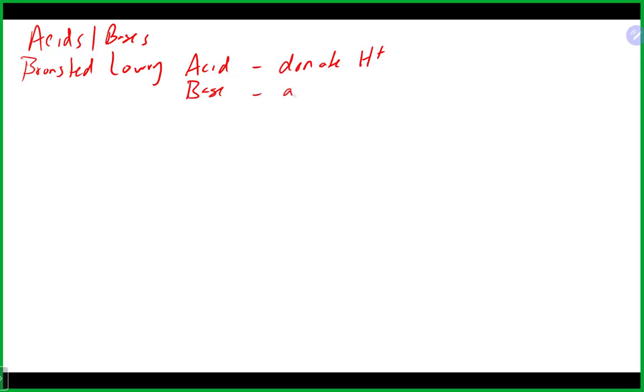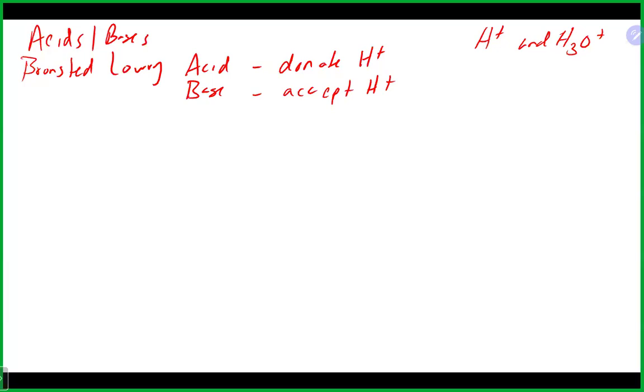We talked about the basic Bronsted-Lowry definition of an acid and base. A Bronsted-Lowry acid is something that will donate an H+, while a Bronsted-Lowry base will accept an H+. And remember, H+ and H3O+ are essentially the same deal. It basically represents the acidic part of the solution.